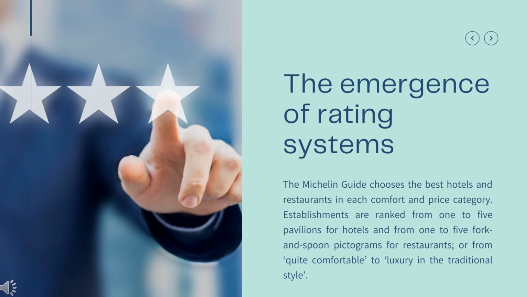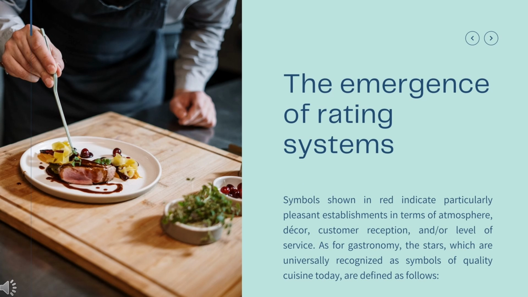The Michelin Guide chooses the best hotels and restaurants in each comfort and price category. Establishments are ranked from 1 to 5 pavilions for hotels and from 1 to 5 fork and spoon pictograms for restaurants, or from quite comfortable to luxury in the traditional style. Symbols shown in red indicate particularly pleasant establishments in terms of atmosphere, decor, customer reception, and or level of service.